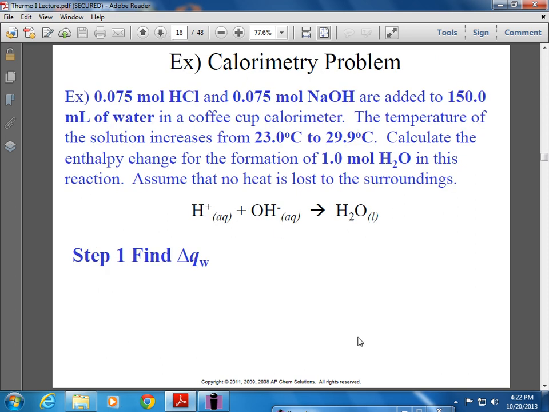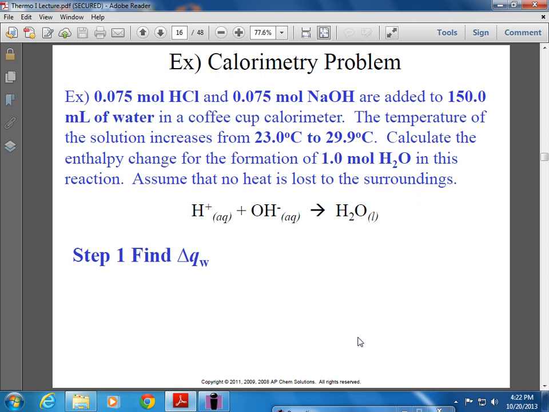Here's an example of a calorimetry problem. 0.075 moles of HCl are mixed with 0.075 moles of sodium hydroxide. They're added to 150 milliliters of water in a coffee cup calorimeter. The temperature of the solution increases from 23 to 29.9. Calculate the enthalpy change for the formation of 1 mole of water in this reaction. Assume that no heat is lost or gained in the surroundings.